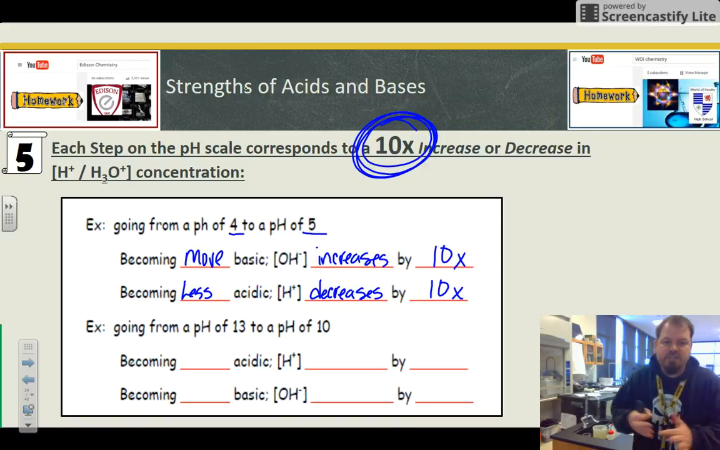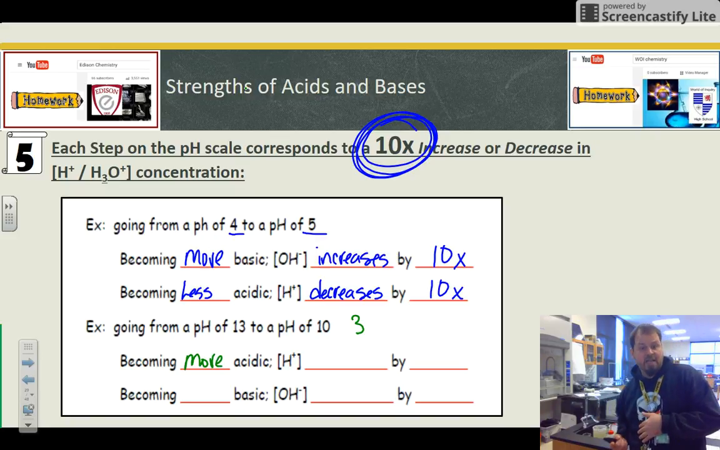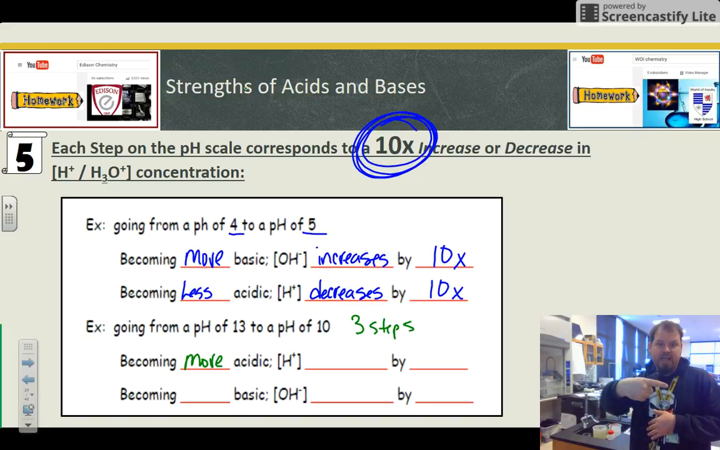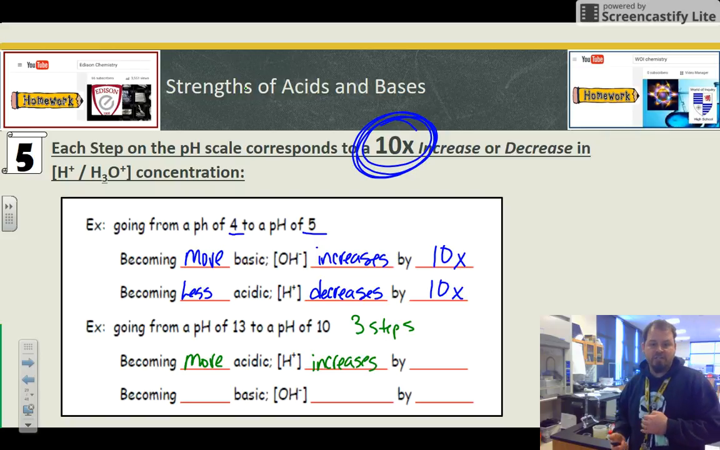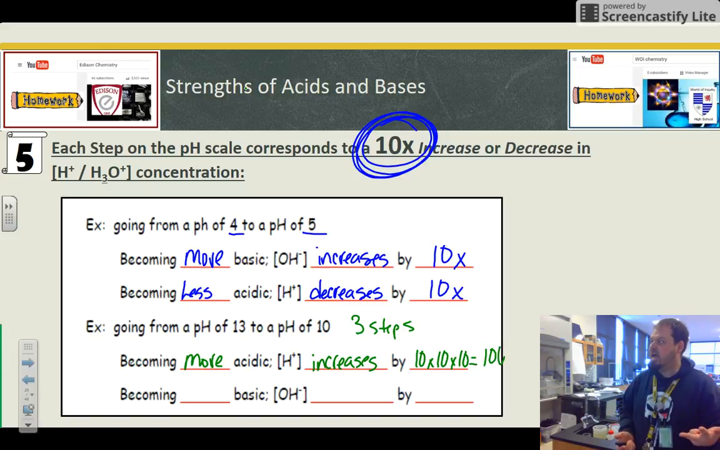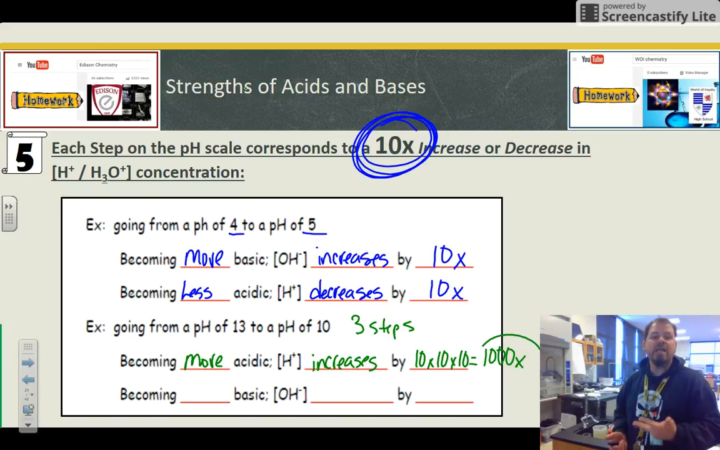Now, 13 to 10: I'm moving 3 spots and becoming more acidic, because I'm moving closer to the acid range by 3 steps. So my H plus concentration increases, and 10 times 10 is 100, times 10 is 1,000. So it's 1,000 times more concentrated in terms of H plus.